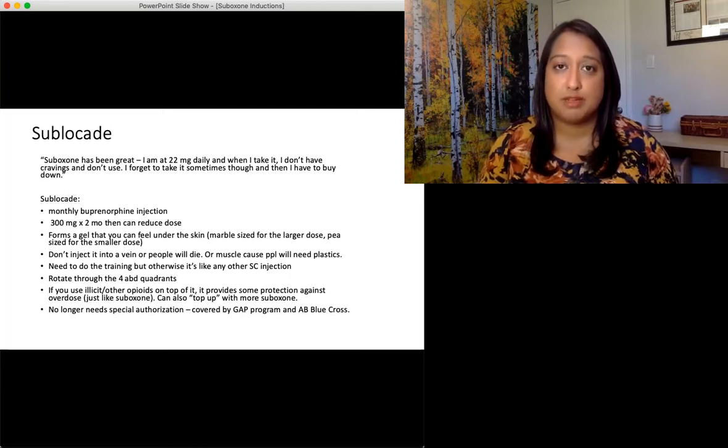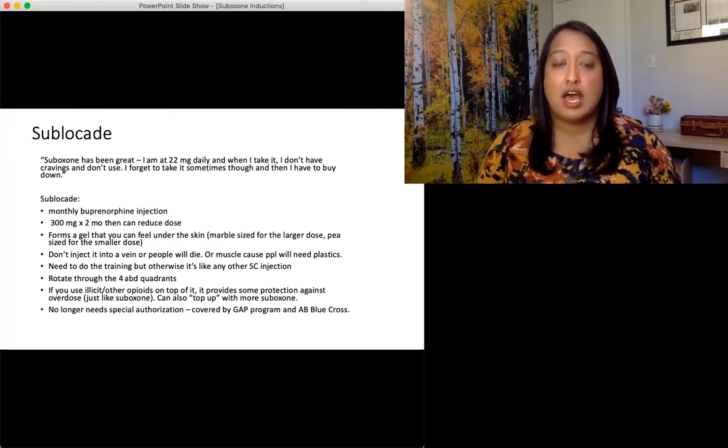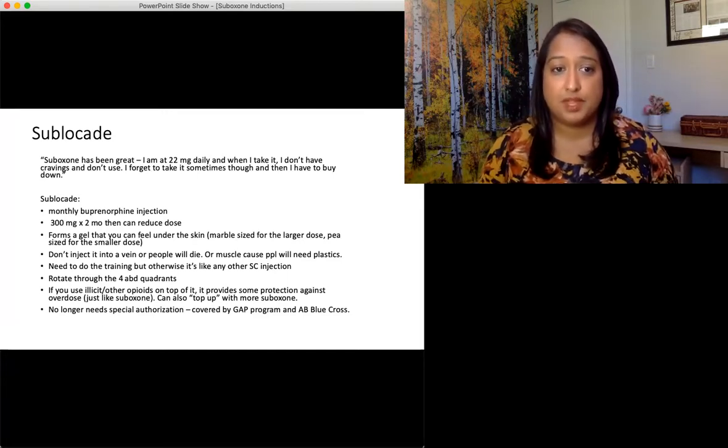If you are going to inject Sublocade, you need to have done the training for that, and that is available on the Sublocade website. But otherwise, it's just like any other subcutaneous injection in the abdomen. It doesn't get injected anywhere else, just the abdomen.